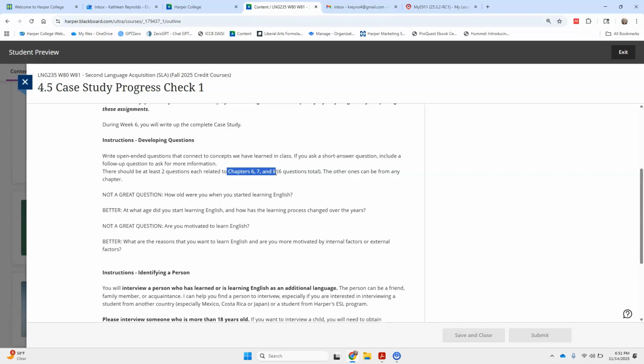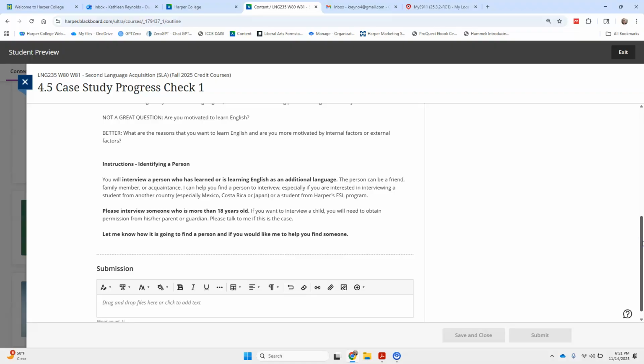So some people have been noting their question numbers in the assignment, the progress check or the final assignment, and that's actually very helpful. You also need to identify a person. That's why I made sure to give extra time on this assignment, so you're aware that you need to identify a person. I do have at least 2 people, one in the U.S. and one from Costa Rica, who are ready to go to be interviewed.